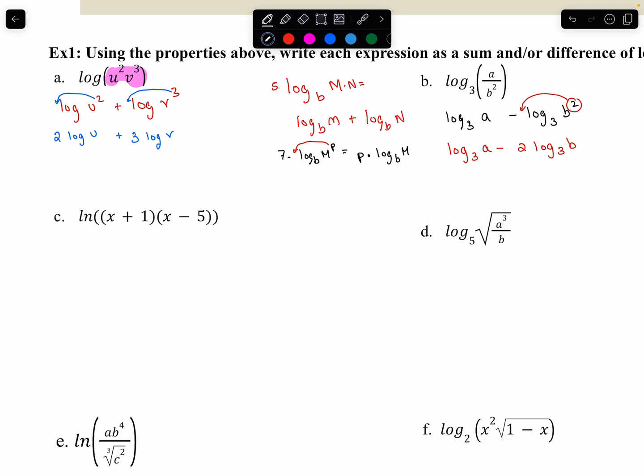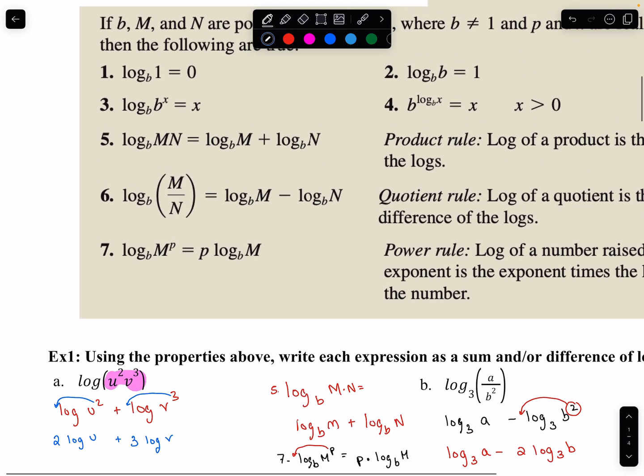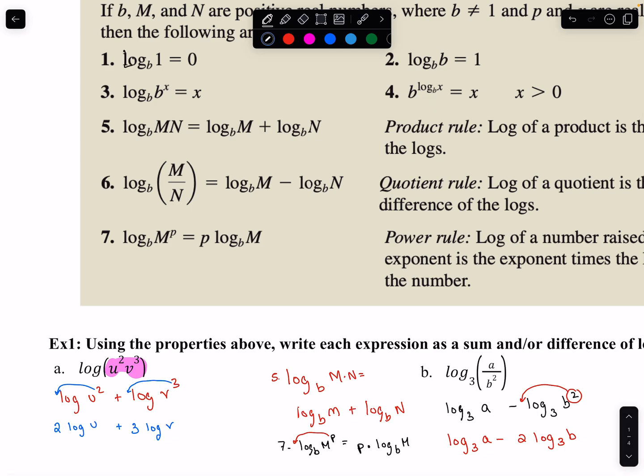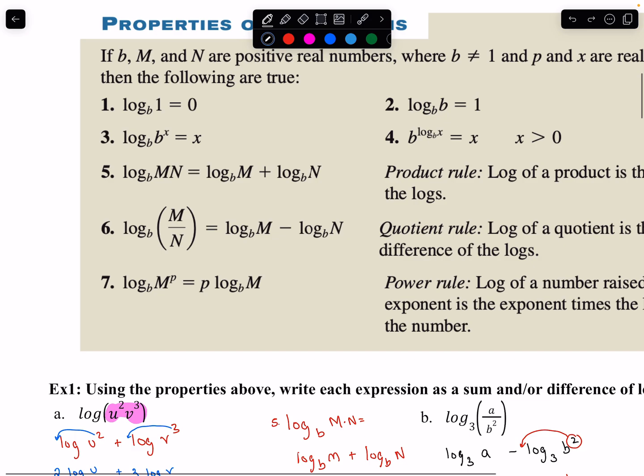All right, so now you have natural log and log used. This is all log, but you could treat these as if they were natural log as well. So not a big deal, right? All these properties apply to natural log as well.